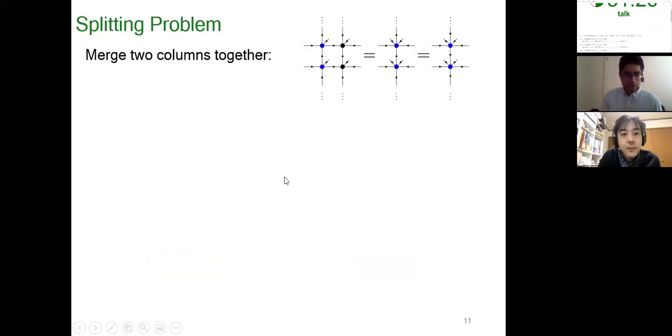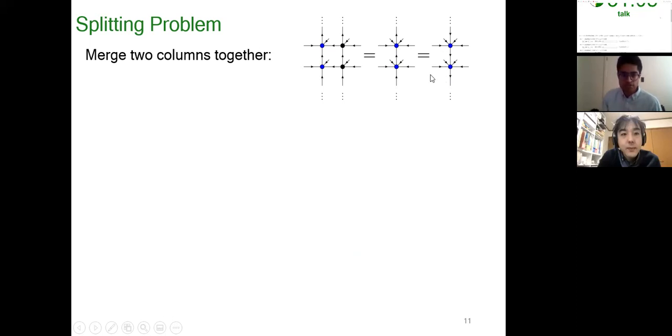So for our splitting problem, let's first set this up by considering the right two columns at the top. The first is the orthogonality column, the second is just some general isometric column. And let's merge those two together to get some new column that we're going to work with. So this is our two-sided MPS that we're interested in.